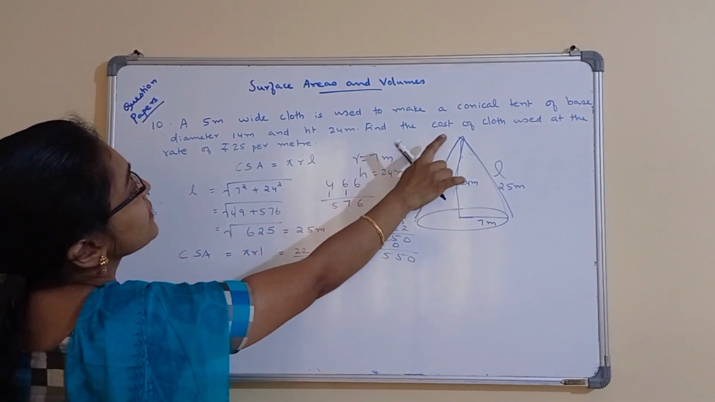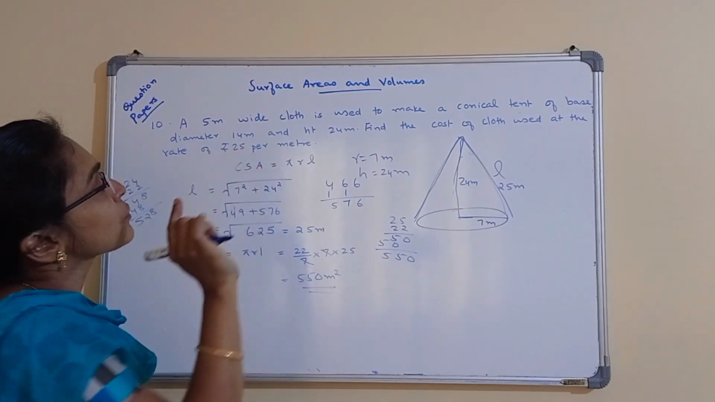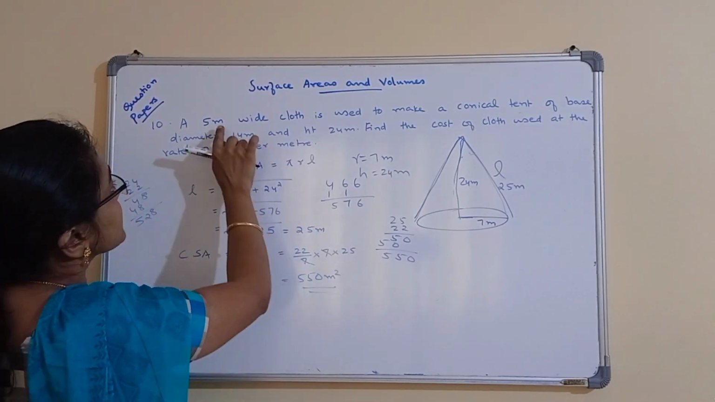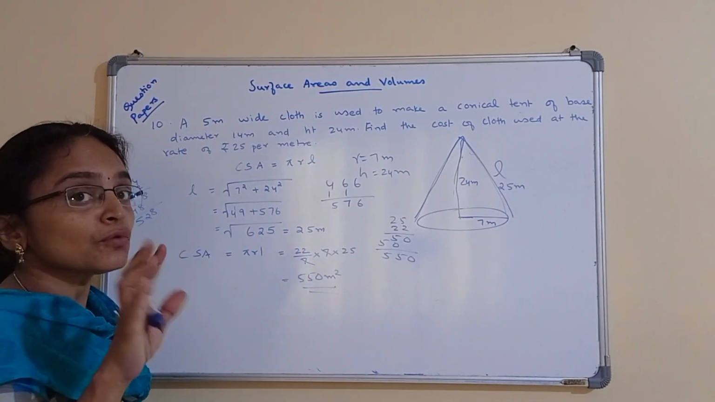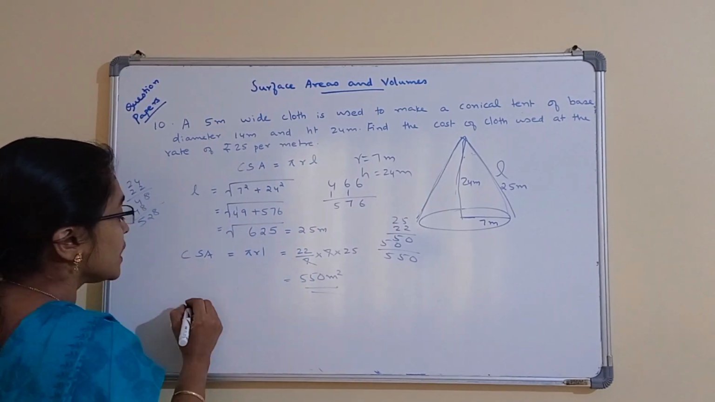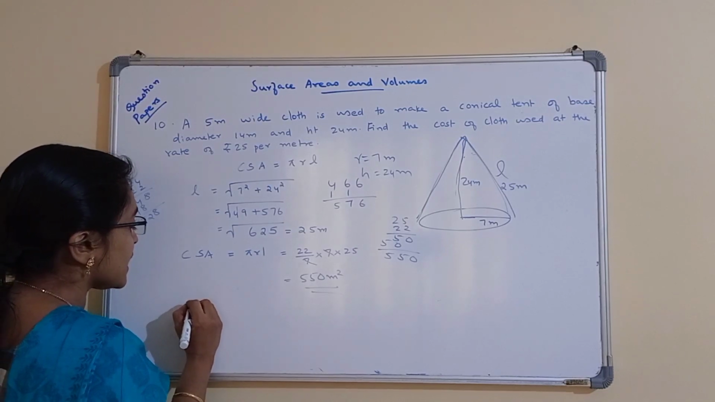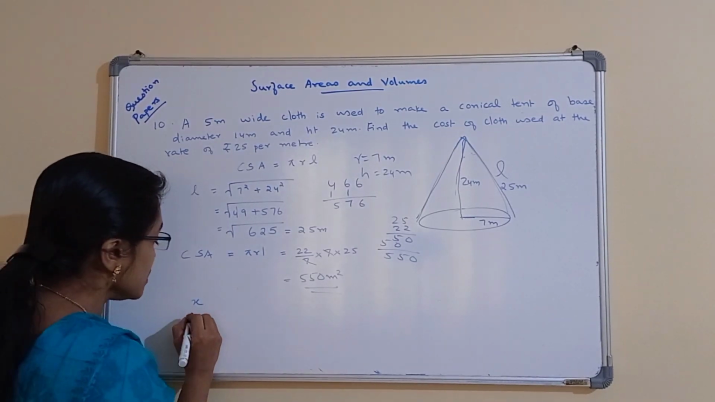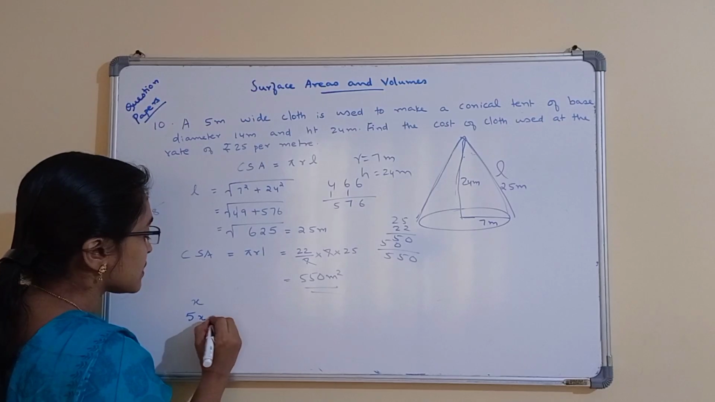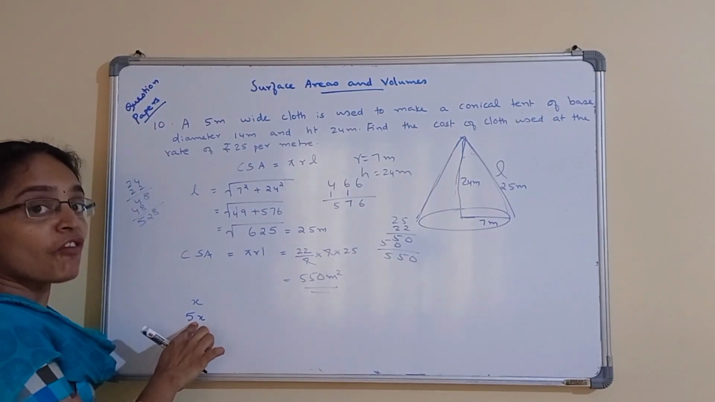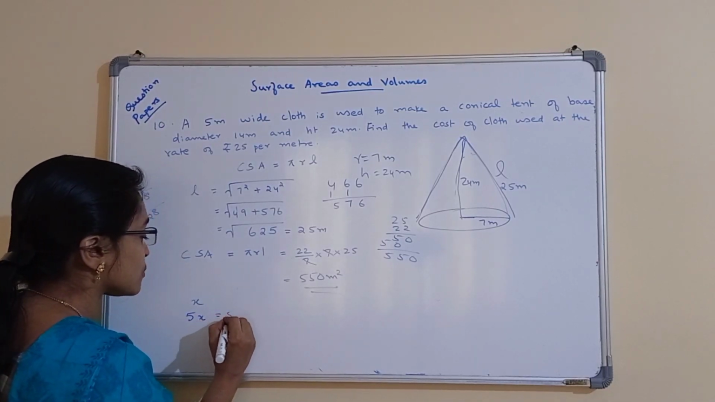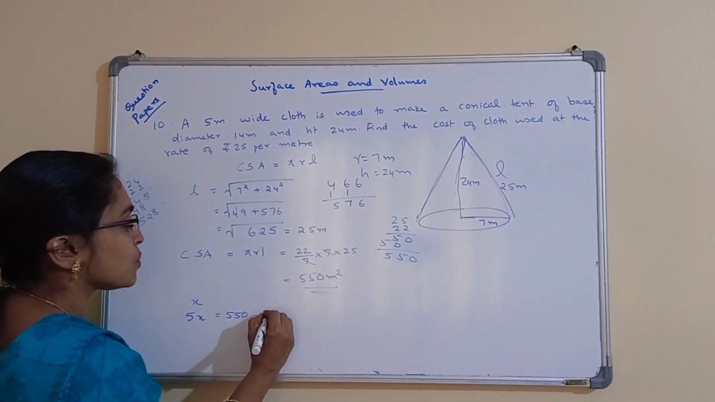Okay, so we got the curved surface area of this conical tent. Now we have to find the cost of cloth used at the rate of 25 rupees per meter, and given that 5 meter wide cloth is there. So we have to find the length of cloth. Let the length of the cloth be x. Area is length into width, that is 5x. 5x equal to 550. So what is x?